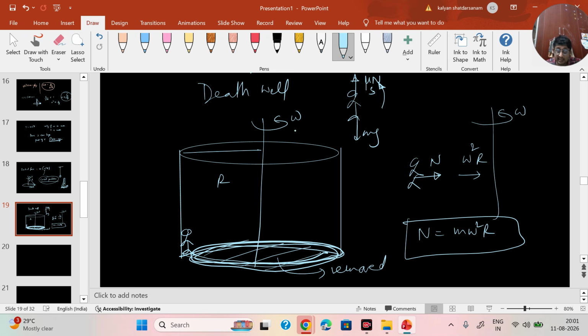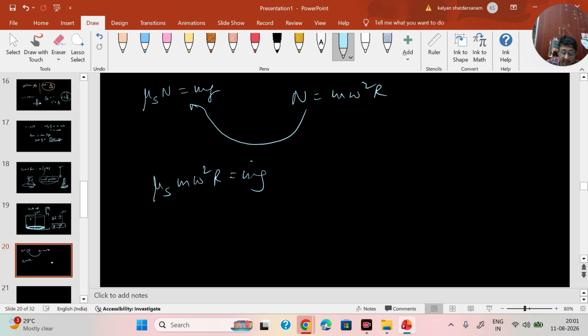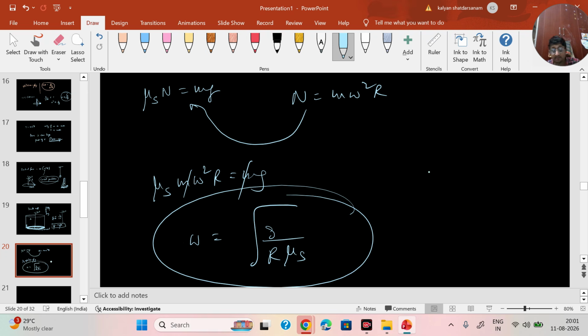So the critical case, the critical omega, is where you reach just that particular N so that mu_s N can balance mg. So mu_s N is equal to mg, where that N is given by m omega square r. So I'm going to put in there mu_s m omega square r is mg. So you get that critical omega is under root g by (mu_s r). Even better is that omega should be more than that. Then you are safe. You will be sticking to the wall. You cannot go down because the friction on your back is preventing you from going down. You are stuck to the wall.